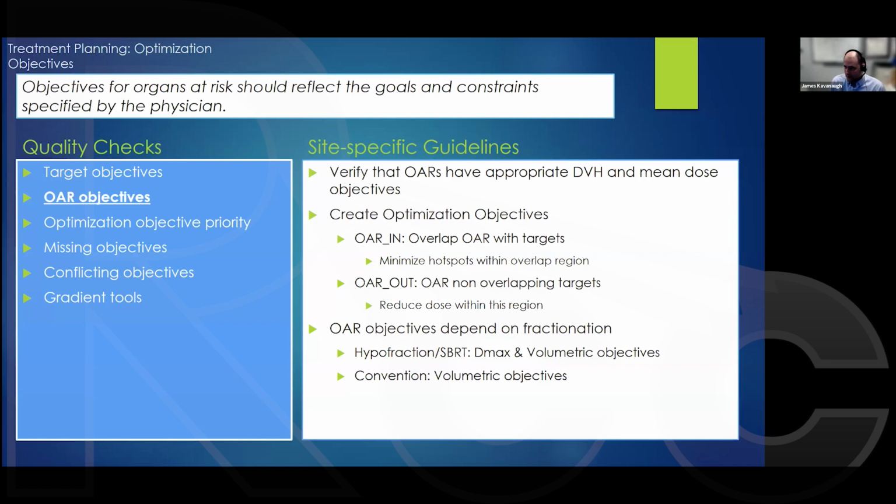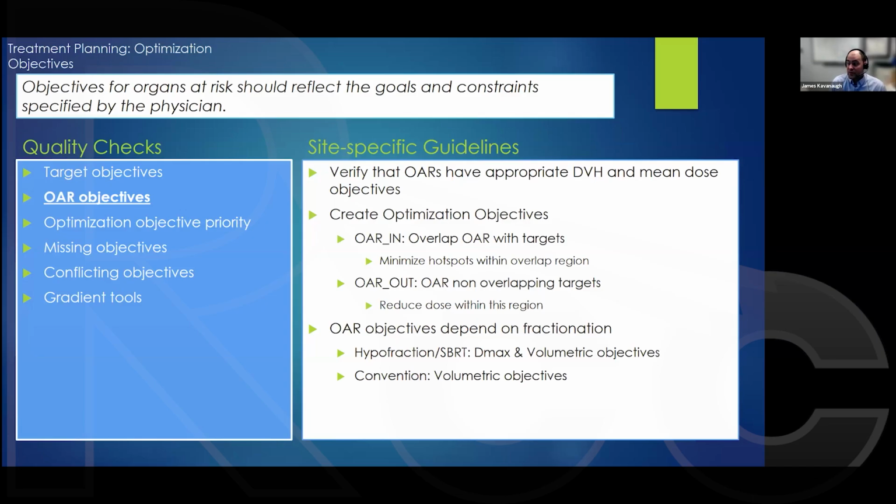So, OAR objectives. One, starting at the top, verifying that OARs have the appropriate DVH and mean dose objectives. They should be somewhat related to whatever the dose prescription or the MD directive was. So making sure that we're, one, optimizing on all the structures that were said to be important, and two, putting in objectives that are similar to what we're trying to control for.